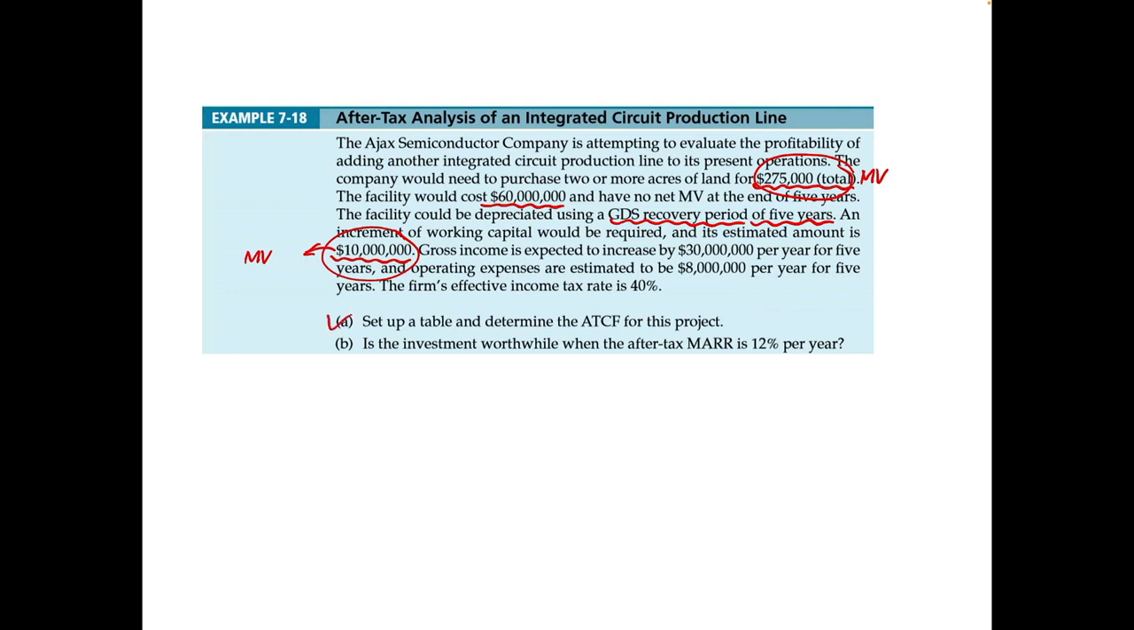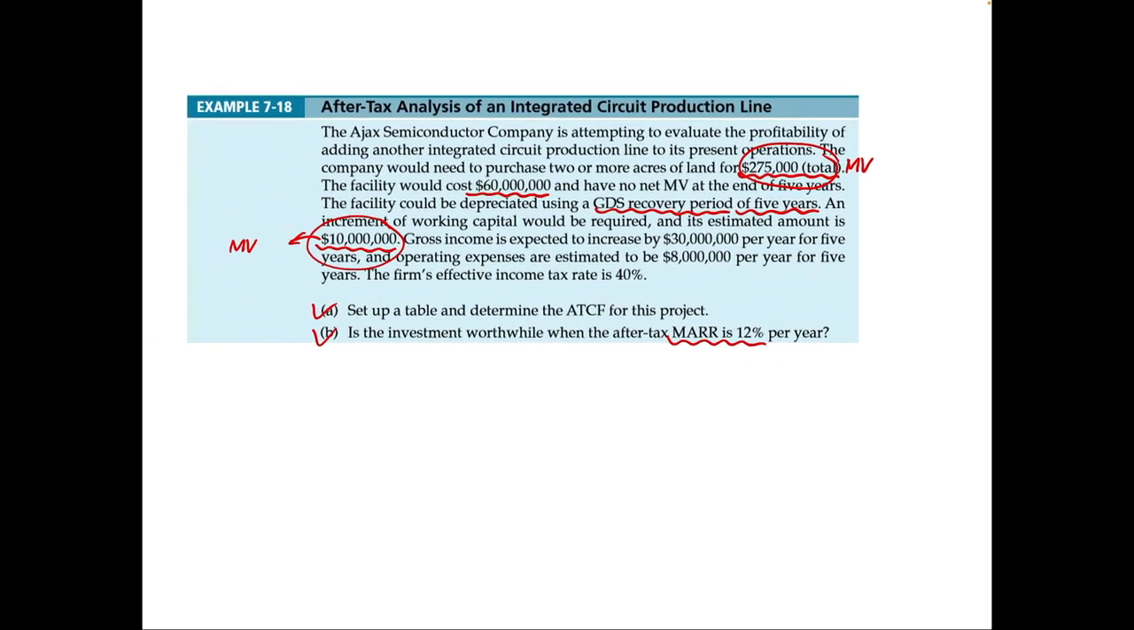And then you want to set up the table and determine the after-tax cash flow for this project. And after that, you want to use the after-tax cash flow to calculate if this project is worthwhile or not, at the MARR of 12% per year.